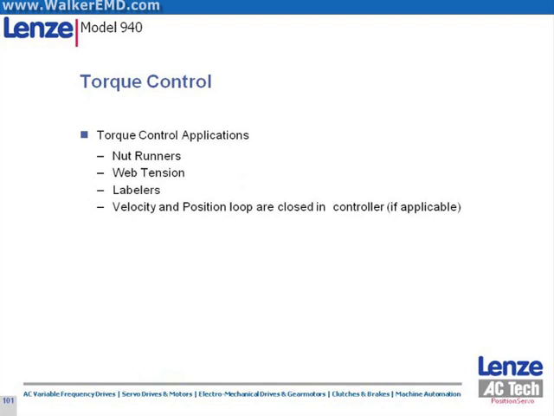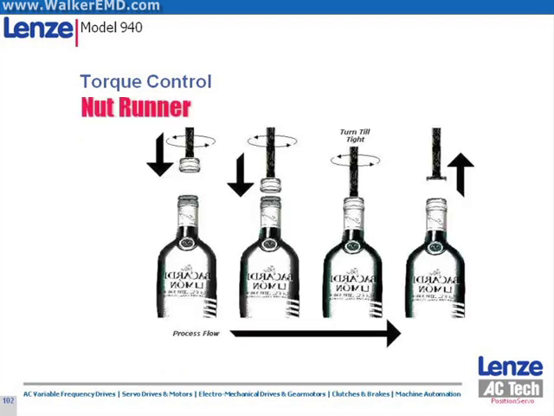Examples of torque control applications include nut runners, web tensioners, and labelers. Motion controllers will often use the drive in torque mode, giving the drive an analog torque command and referencing the drive's buffered encoder output to solve the position loop. This slide shows the action of a typical nut runner. The axis turns at a given amount of torque to ensure the bottle is sealed properly.